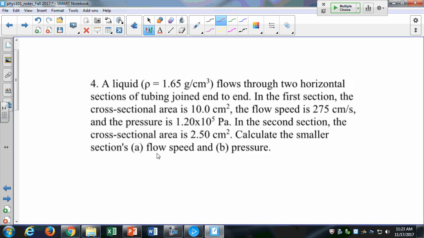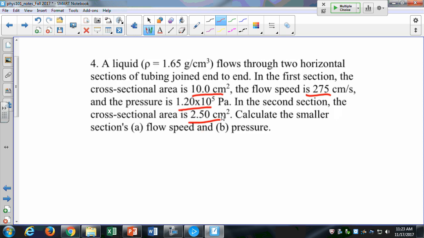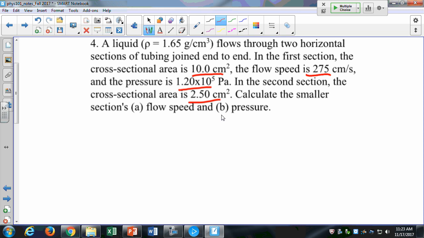So I have 2 horizontal sections of tubing joined end to end. In the first section, the area is 10 square centimeters, the speed is 275 centimeters per second, and the pressure is this. In the second section, the area gets smaller. So let's first just draw a picture, right?